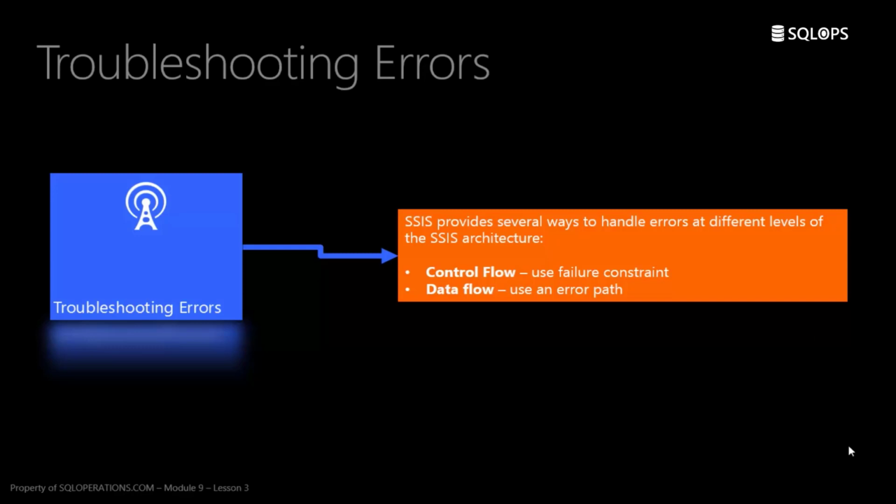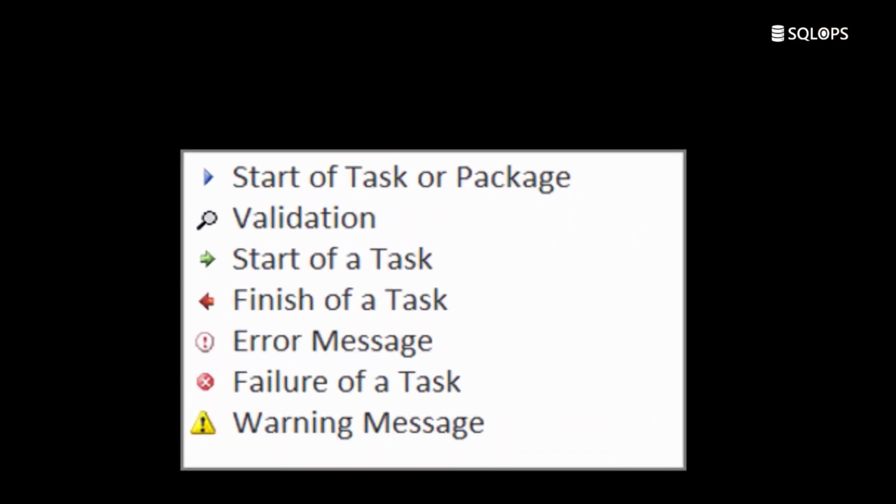SSIS provides several ways to handle errors at different levels of the SSIS architecture. In the control flow, you can use the failure constraint, and in the data flow, you can use an error path. Validation errors are easy to spot in a package because the task with the error has a small red circle with a red X on it. This icon indicates that the task is not passing the validation phase of the package. And when you're debugging a package, errors are shown in the Progress tab. During troubleshooting, you spend a lot of time in the Progress tab. So let's get familiar with the messages and icons located there.